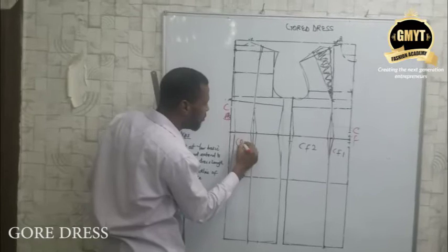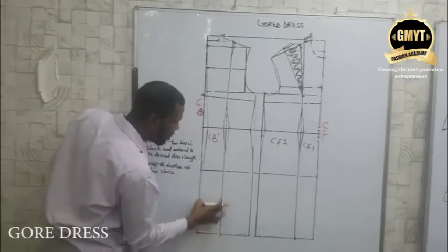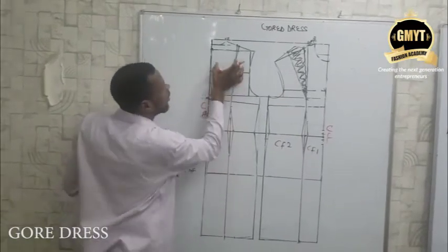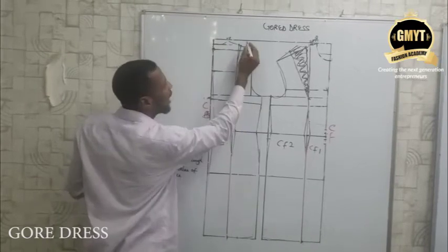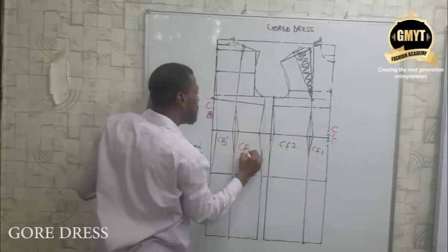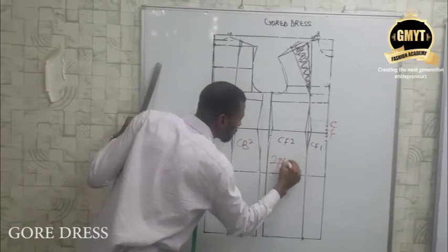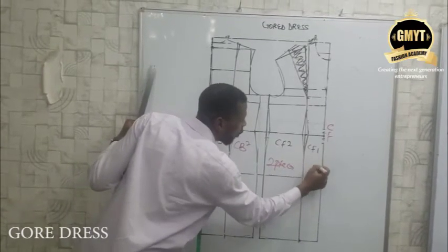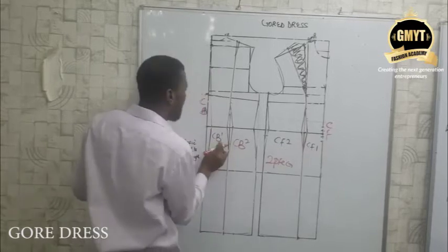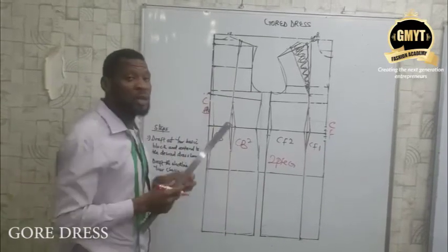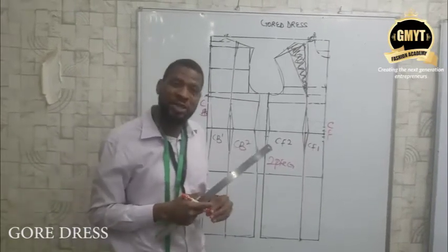I have the CB1, which is everything on this line, like this. And I have this other side, which is my CB2. So here I'm cutting two pieces. This is one piece but unfold. Here I'm cutting two pieces. Why? Because I'm going to add my zipper allowance to the center back.